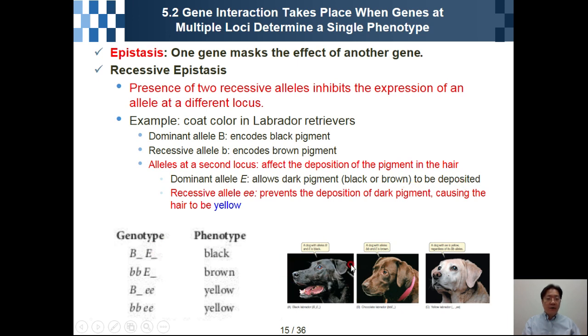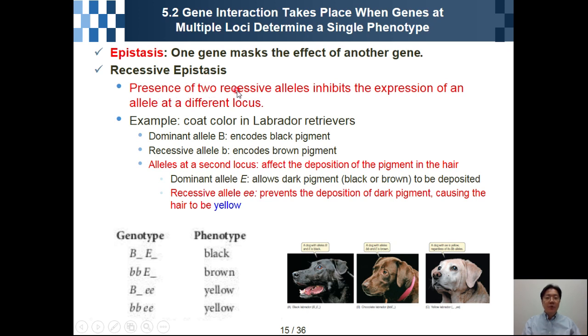Black or brown. If there is a large E, it allows dark pigment to be deposited. But if there is a recessive allele, small ee, it prevents the deposition of dark pigment, causing the hair to be yellow like this. Okay. Now we are examining recessive epistasis.